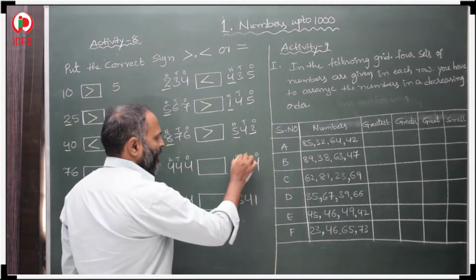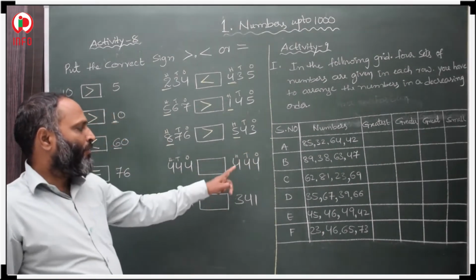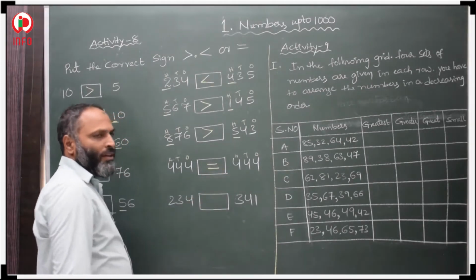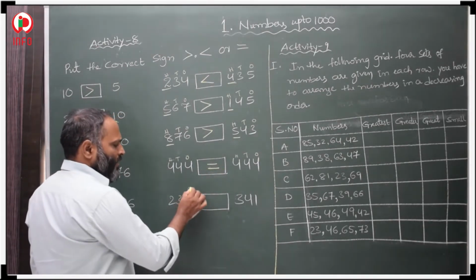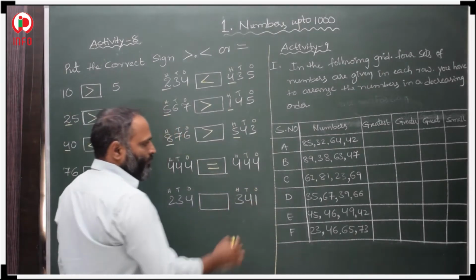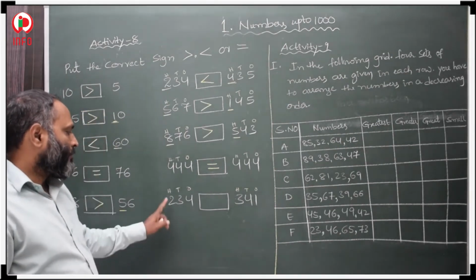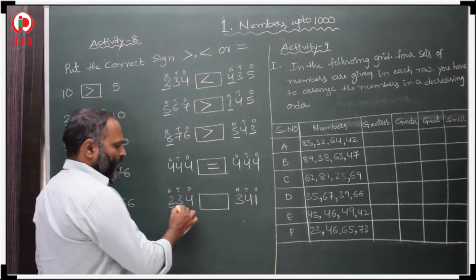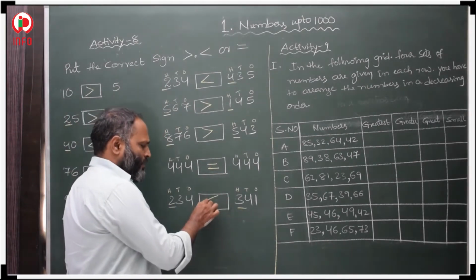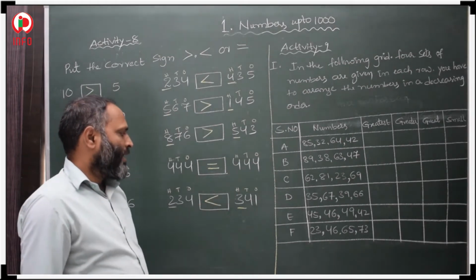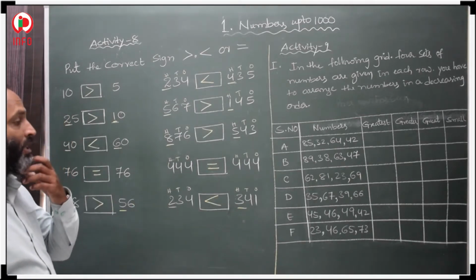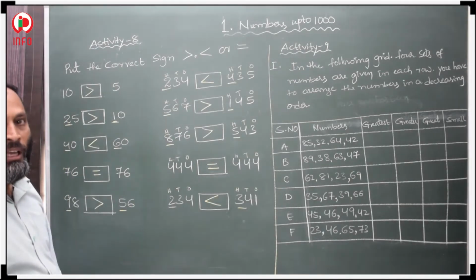Ones, tens, hundreds. 444 and 444. Both are same, then equal to symbol. Then here ones, tens and hundreds. In this again hundreds place 2, hundreds place 3, means 2 is less than 3. 234 is less than 341. In this way we have to make sure which one is greater than and which one is less than.